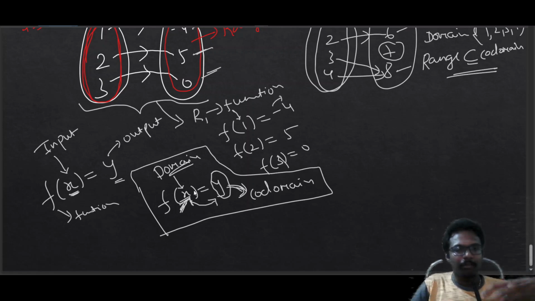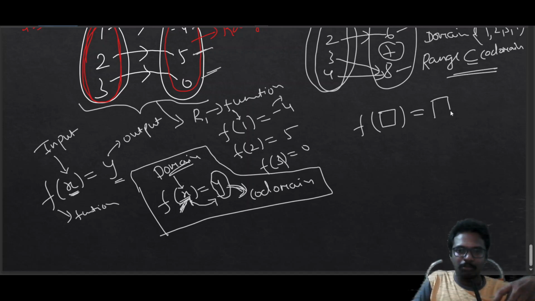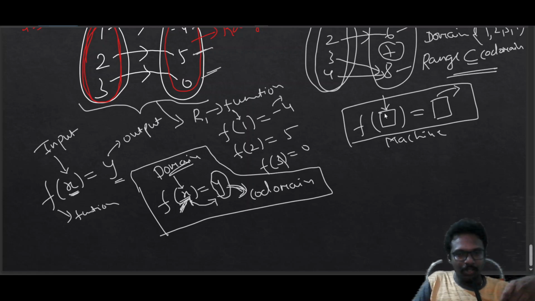Just imagine it like a machine: f of box equals this box. It is working like a machine. We input something here and it outputs something. So the input value will be the domain and the output value will be the range, which is in the codomain. I hope you understood the basic concepts of domain, codomain and range. In the next videos we are going to use these concepts and I will also explain how to solve problems. From domain, codomain and range we can expect a CET question also.